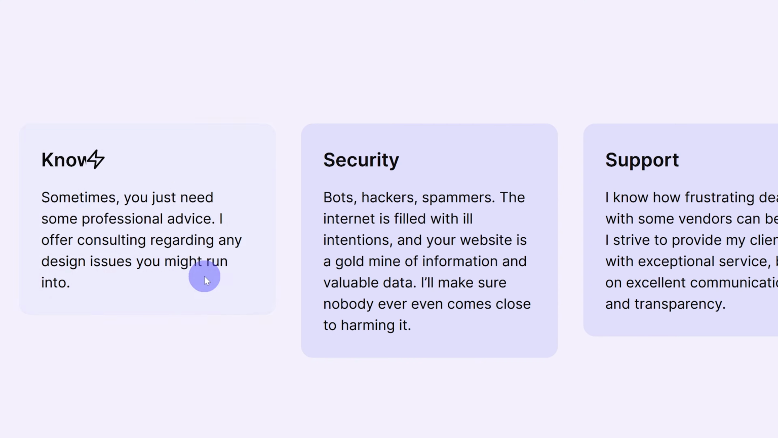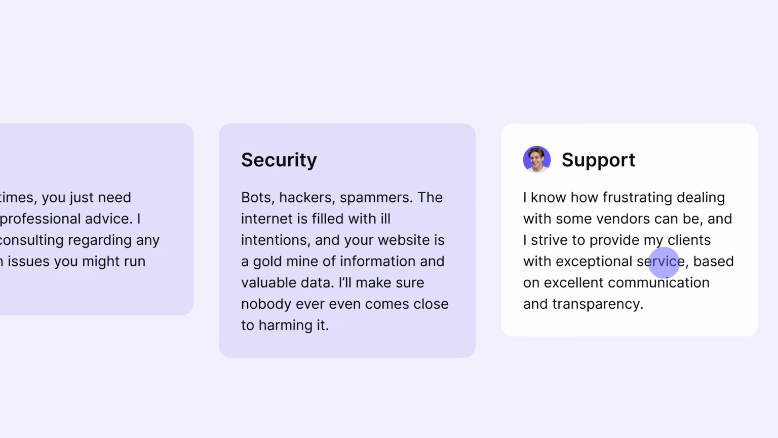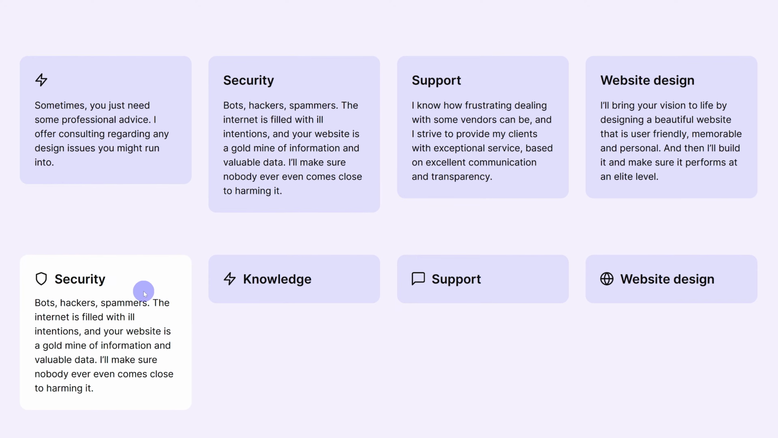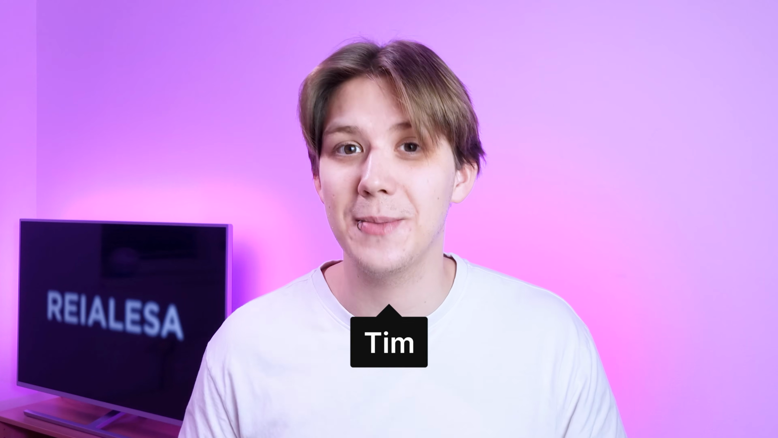I'm gonna show you how you can reveal anything on hover. Text, icons, images, even whole containers. In Elementor, that includes anything that is inside of those containers. And you can reveal it horizontally or vertically. All it takes is a little bit of CSS, but it's very simple.